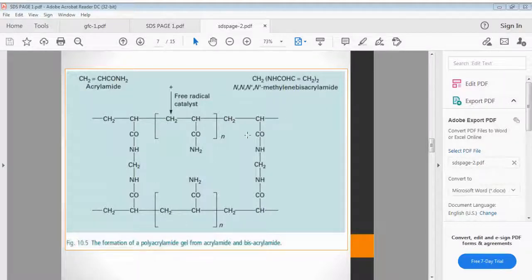Okay, so this is how the bridges form. You can see this is n times. You can see this is n times. So somewhere, a cross-linking bisacrylamide will be present. This horizontal polymer will be very, very large, whereas the bisacrylamide, the linking bridge, will be a very small number. You can see this is n number.